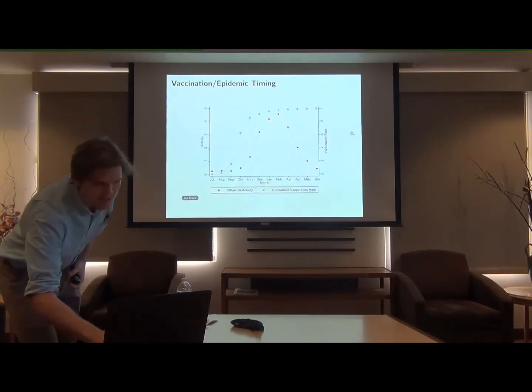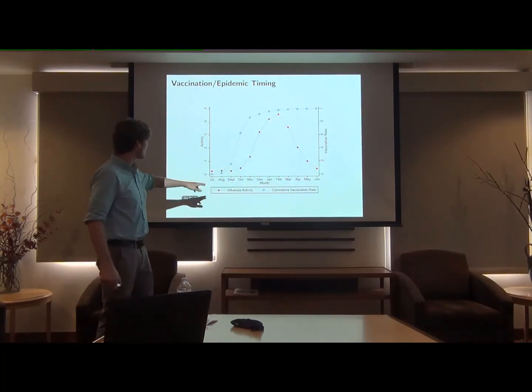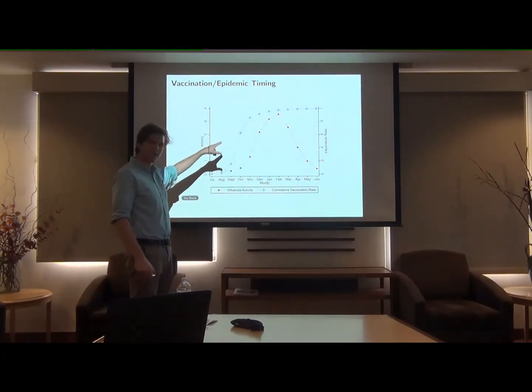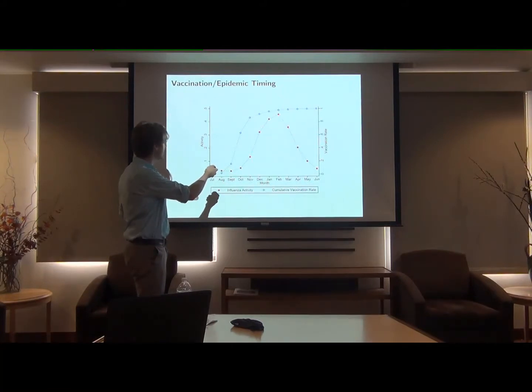Quick information about the timing of influenza activity versus vaccination. Pink here is average influenza activity across all the seasons of the sample. What you can see is November, on average, there's a little bit of influenza activity. December, January, February is where it really picks up.